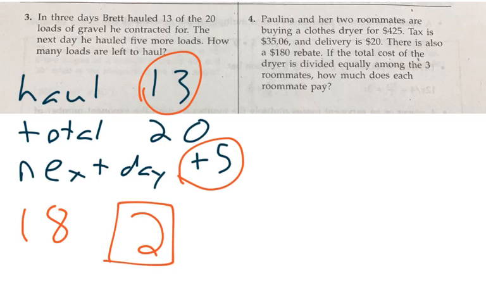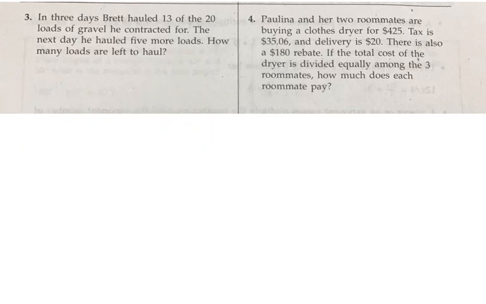Now look at number 4. Paulina and her 2 roommates are buying a clothes dryer for $4.25. Tax is $35.06 and delivery is $20. There's also a $180 rebate. If the total cost of the dryer is divided equally among the 3 roommates, how much does each roommate pay? So this is one where there's multiple steps to it. We have to do several things. So I know that the dryer is $4.25.